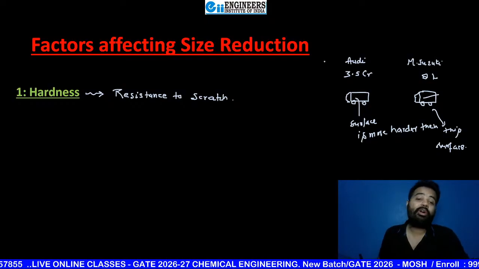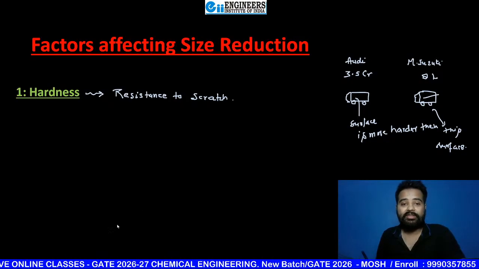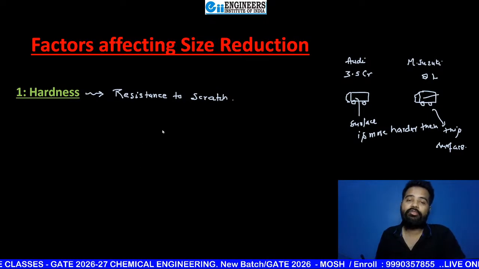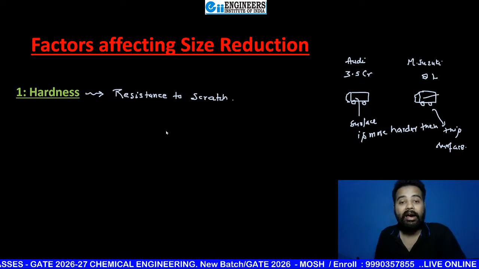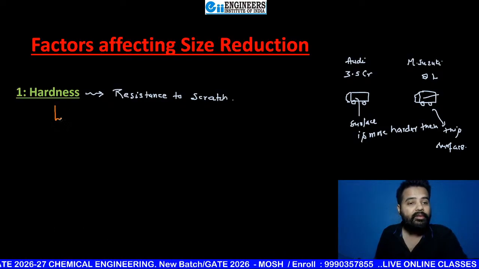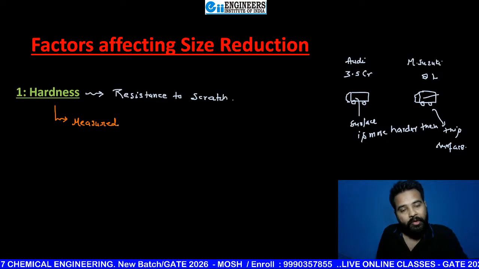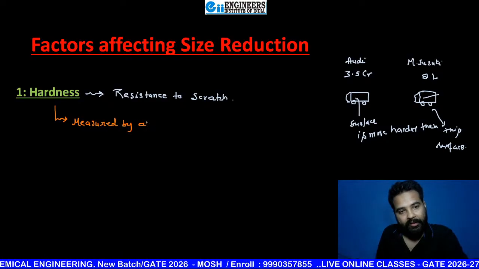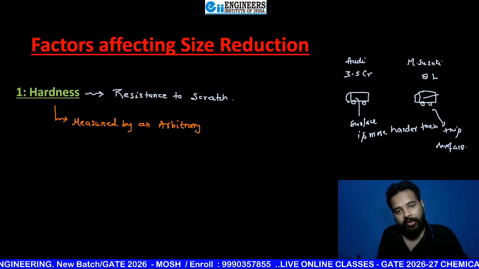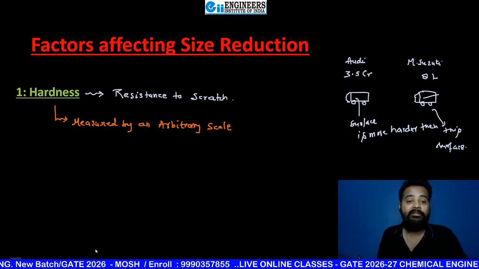Okay, but is it crystal clear, beta? What is hardness? Resistance to scratch. That is known as hardness. And if you want to calculate it, then the hardness of any material is calculated on an arbitrary scale. So please write here: hardness is measured by an arbitrary scale. And my dear students, the name of this scale is very, very important.